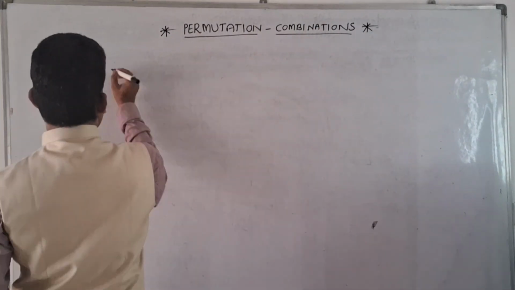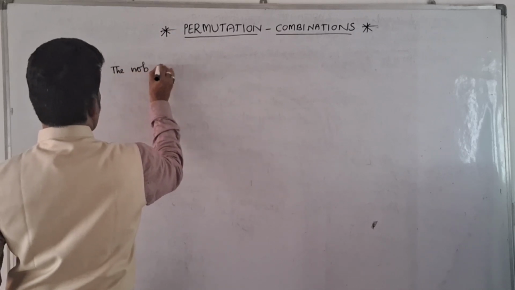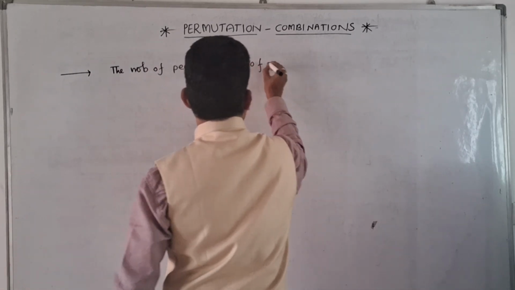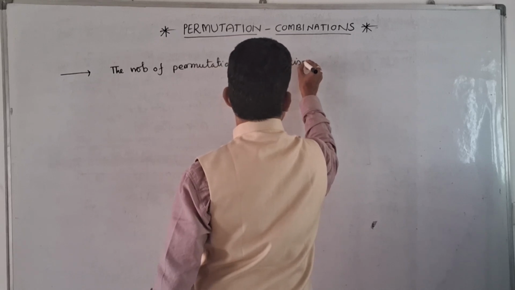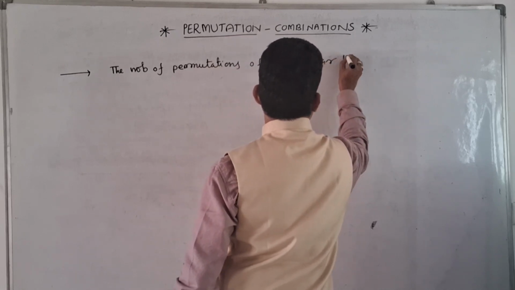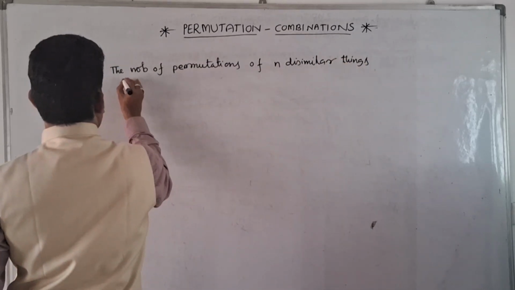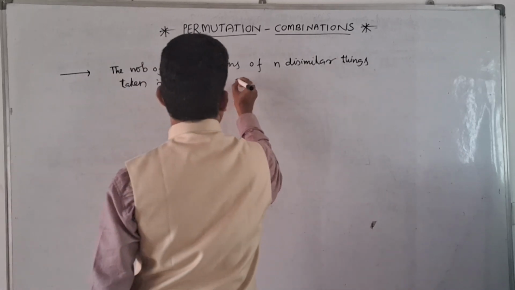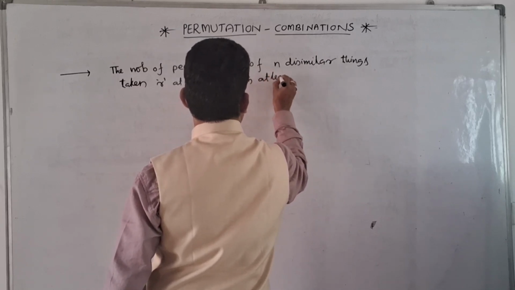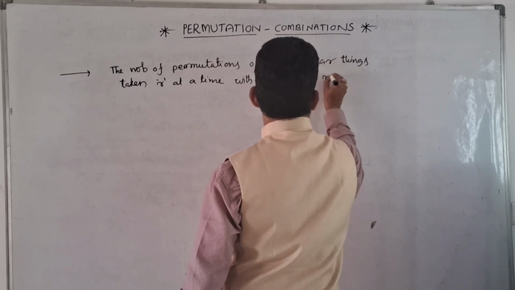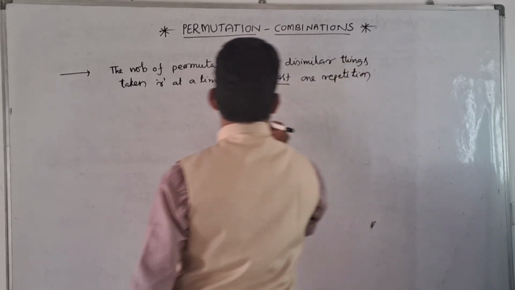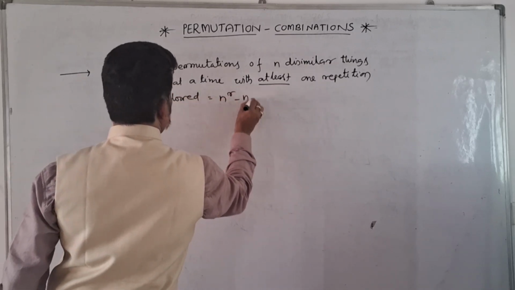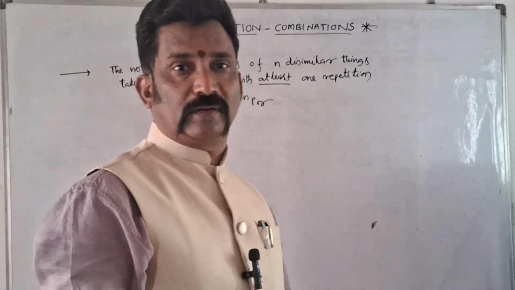So here, the number of permutations of n dissimilar things taken r at a time with at least one repetition is allowed is equal to how much, beta? n power r minus nPr. This one is very important, beta, in the commutative track.